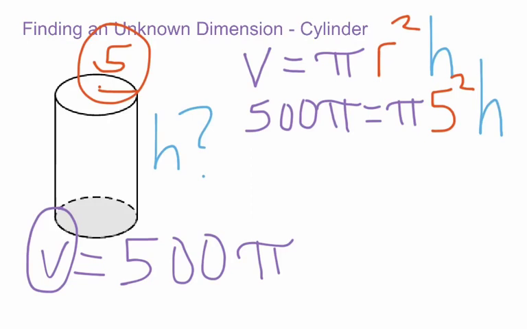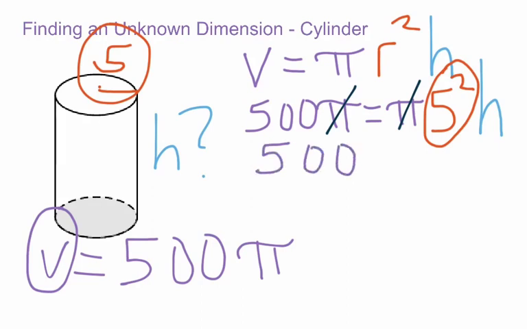Now I just need to solve this equation like I would any equation. The first thing that you should ask yourself is, what do you see that's the same on both sides that you can ignore? Well, I see pi on both sides, so I'm going to ignore that. I'm also going to simplify or do any calculations I can on either side. For example, this 5 squared, I can go ahead and multiply that out. So all that leaves me with 500 being equal to 25 times whatever that mystery height is.